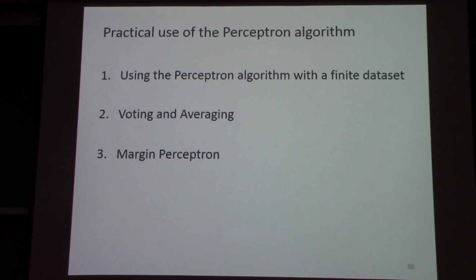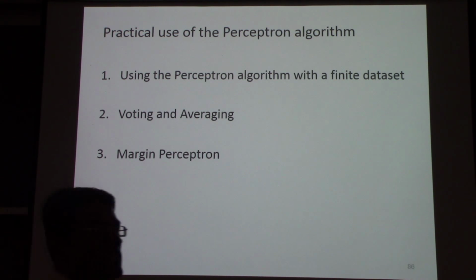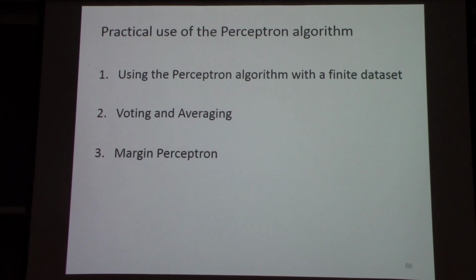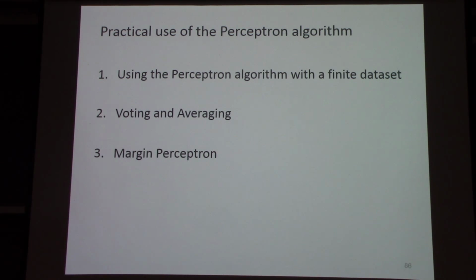So the first variant will be the batch version of perceptron, where you have a finite data set and you want to learn a concept. Then we'll go to this idea of voting and averaging, which is actually a general trick that applies to many classifiers in general. It just so happened that it was invented for the perceptron algorithm first, as late as, I think, the 1990s. And finally, I'll talk about something that you are going to be implementing in your homework, the margin perceptron.